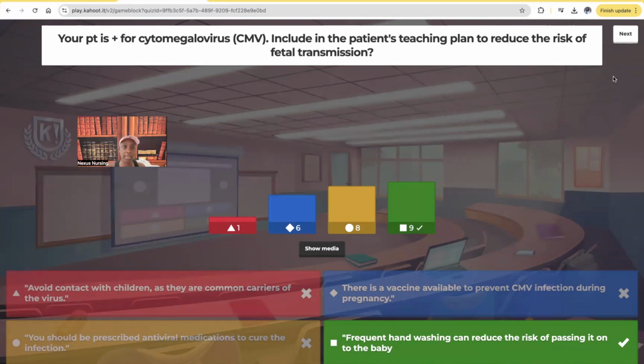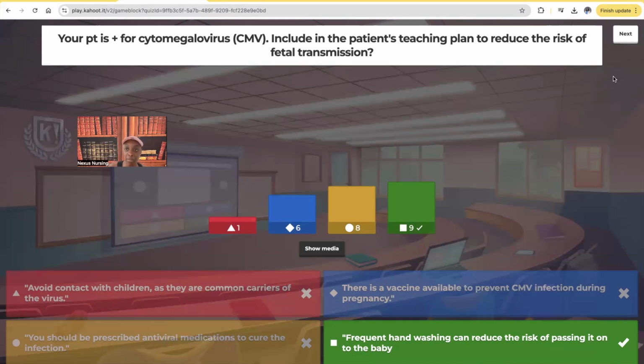Now, here's the thing. Cytomegalovirus is a viral infection, and it belongs to the herpes family. Avoiding contact with children, that's not necessary. Yes, children can be carriers, but it's not necessary to avoid contact with children. There's a vaccine available? No, there's not. You should be prescribed antiviral medications to cure the disease? No, there is no cure to the infection. The only correct answer here, guys, is going to be frequent hand washing.